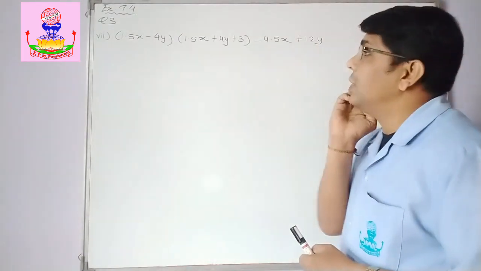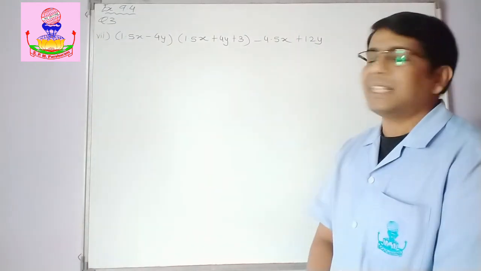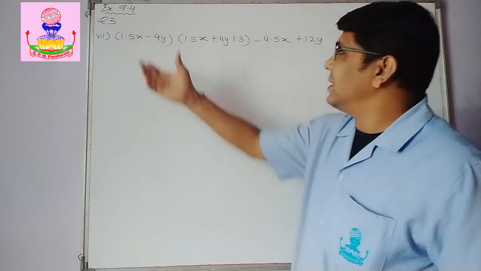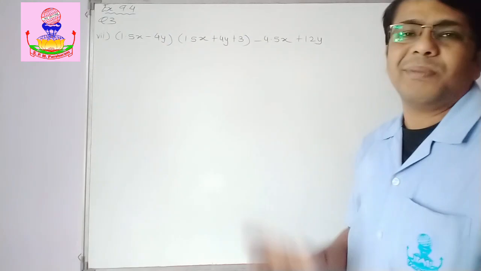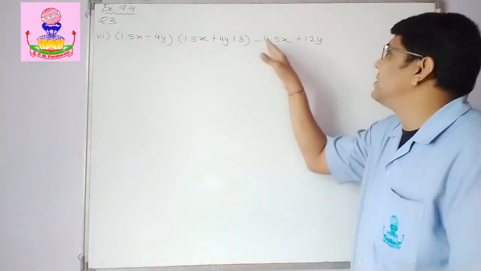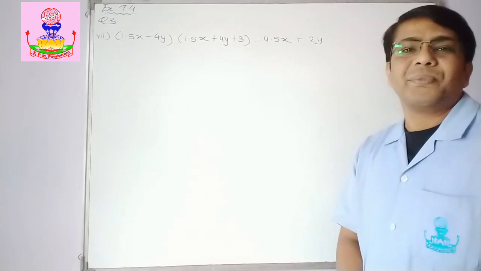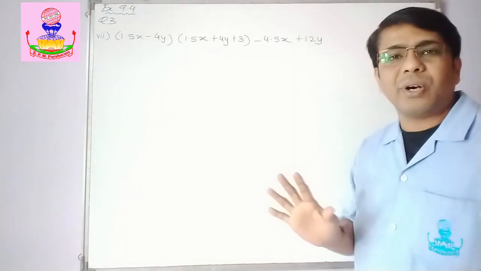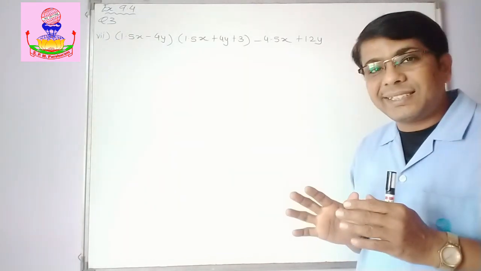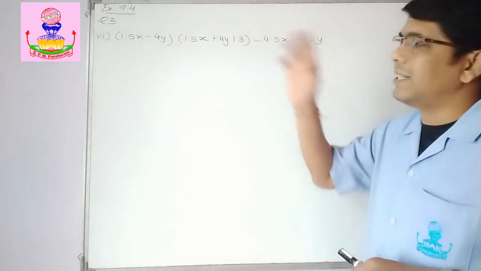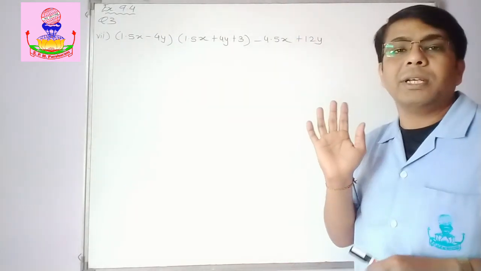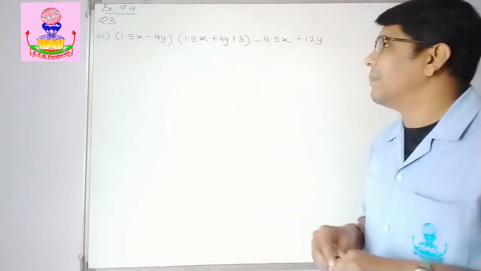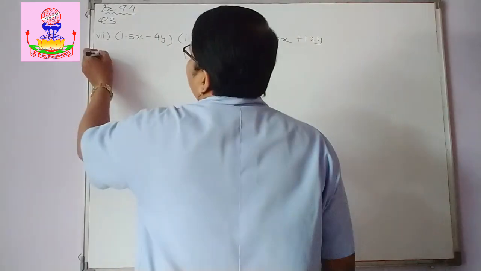Now see 7th, 1.5x minus 4y into 1.5x plus 4y plus 3 minus 4.5x plus 12y. Now this is multiplication of binomial by a trinomial. So first we will do that. Keep these terms as it is. So don't get confused or panicked. Think and solve. You know the basics, you can do it. So what is the basic here? Multiplication of binomial by trinomial. If I am clear there, I am not going to get tensed. So let us do it.